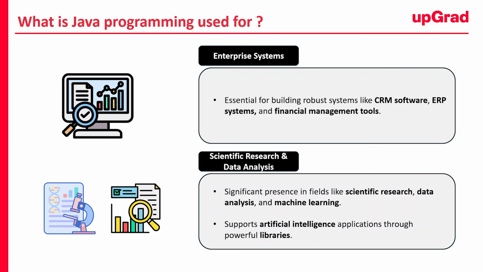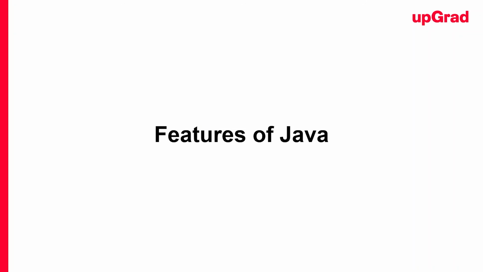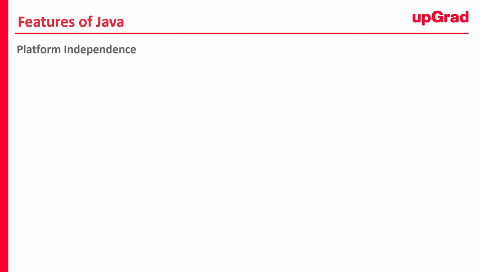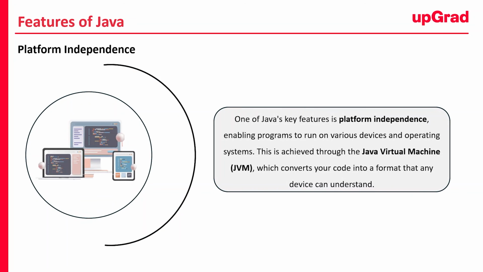Alright, now let's talk about what makes Java such a standout programming language. There are a few key features that really set it apart, and I'm going to break them down in a way that's easy to understand. First off, one of the coolest things about Java is its platform independence. This means that a program you write in Java can run on pretty much any device or operating system. How does that work? Well, Java uses something called the JVM. The JVM acts as a middleman between the code you write and the device or operating system you're using, and converts it into something your computer or phone can understand.